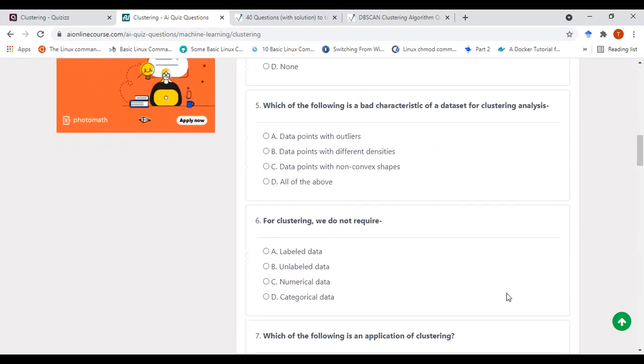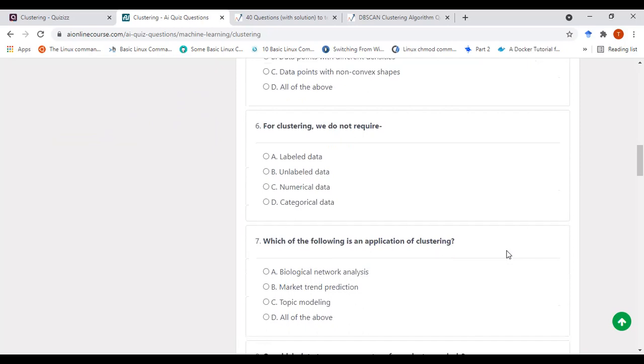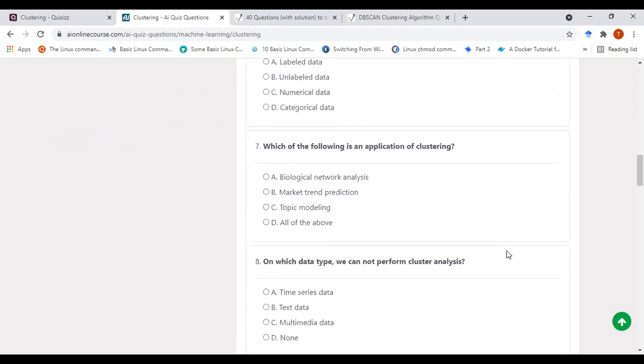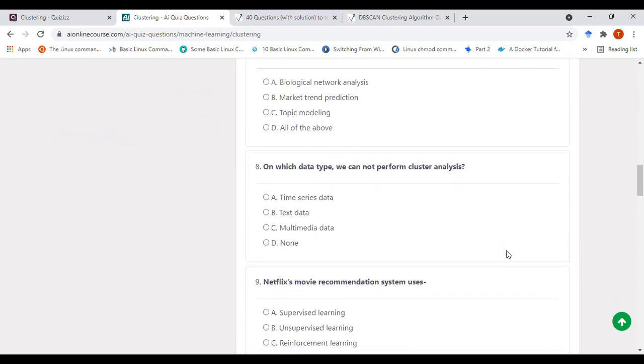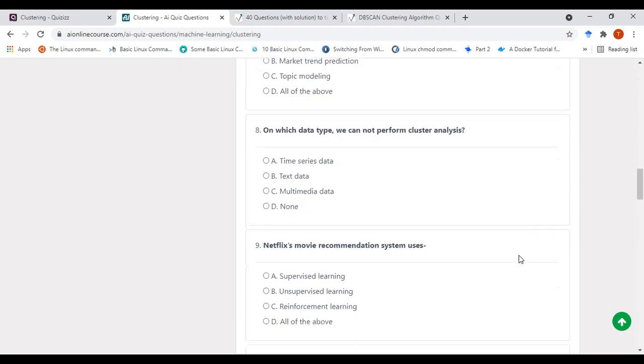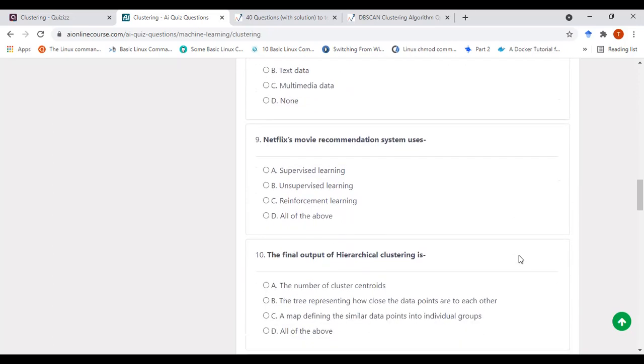Which of the following is a bad characteristic of a data set for clustering analysis? Pehle hi hai. Because non-convex shapes, so why is that a bad characteristic? I can use my density, use kar lunga. Different densities, koi masla nahi, wo to hoti hai. Outliers ka masla hai. Clustering ko disturb karenge. Theek hai? For clustering, we do not require label data. Isme application kaun si hai? Topic modeling, bilkul. Which of the data we cannot perform cluster analysis? Time series ko kaise likhte hain, because it's not very common. Time series is more about forecasting. Netflix movie recommendation system uses. I have no idea. Aap log dekhte hain Netflix?